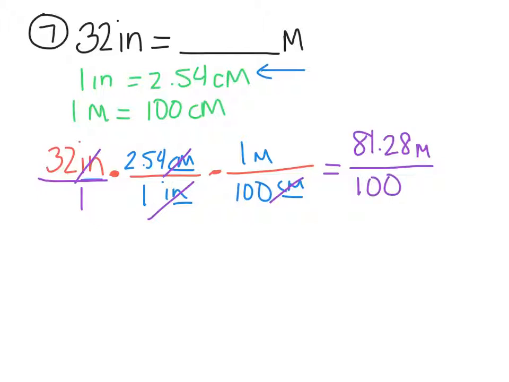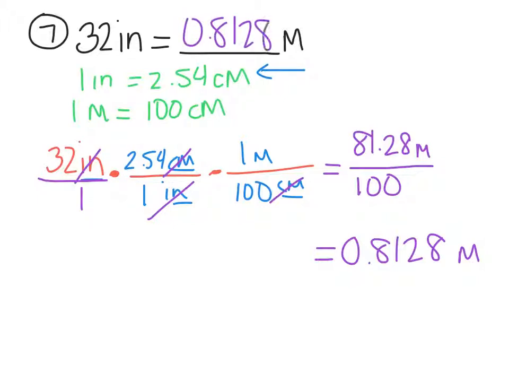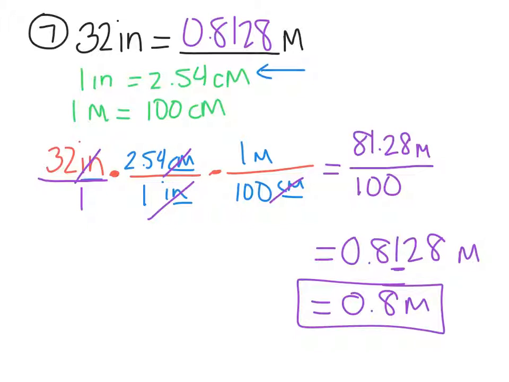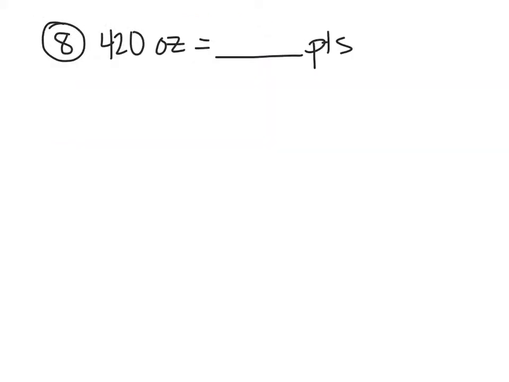Then to finish this, you have 81.28 divided by 100, and again, you are allowed to use a calculator for that, and you get 0.8128 meters. So that's the answer, 0.8128 meters. Now some of your assignments do have you round, so let's say we're going to round to the nearest tenth. Then the 1 tells you to keep the 8 the same, so it'd be 0.8 meters if we were going to round. So there's one example.